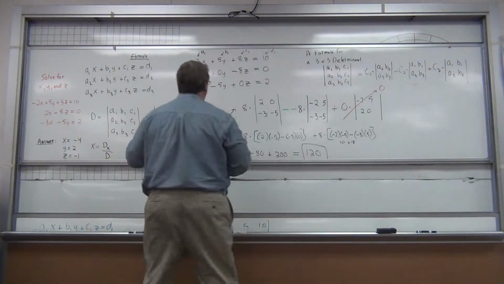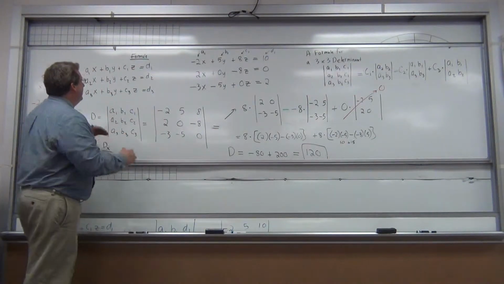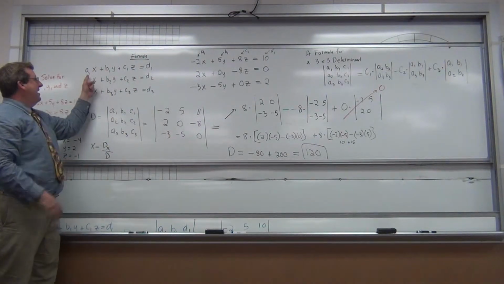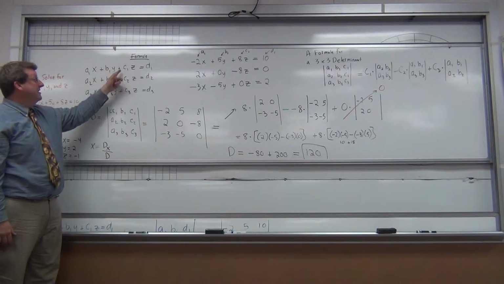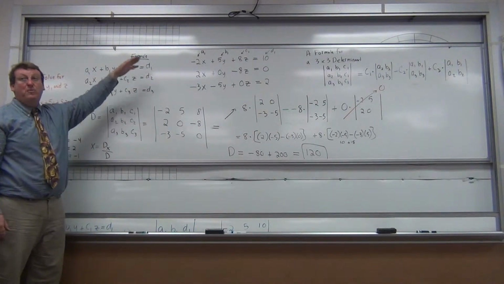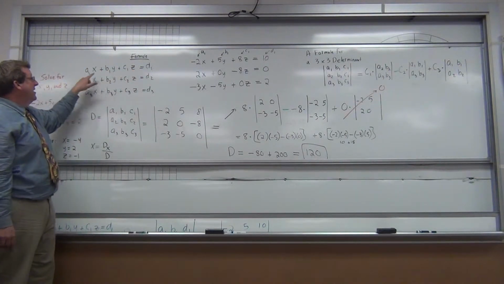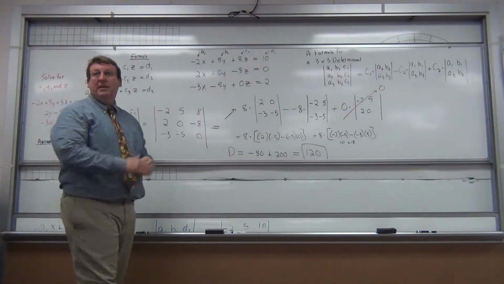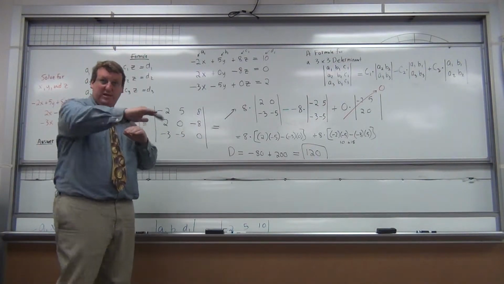So let's look at the formulas for Cramer's rule. Typically you'll have a formula like this. You'll have a1x, b1y, c1z equals d1. Don't panic with all these numbers and letters. The 1 literally represents equation 1, row 1.